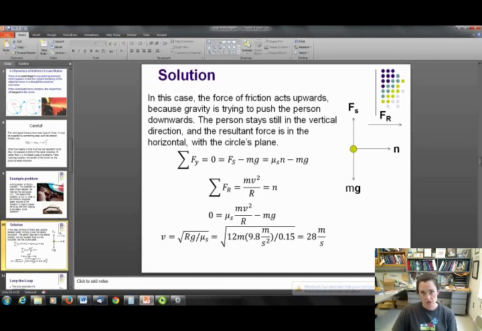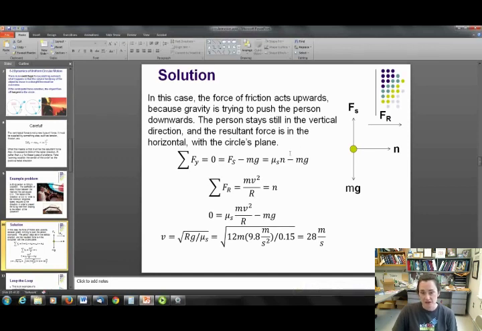That's the resultant force, and in this case, the only force acting in the radial direction is the normal force, and the normal force points in towards the center of the circle, so it's plus n. So now we're going to take our sum of the forces in the radial direction and solve for our normal force. And so here the normal force is equal to mv squared over r.